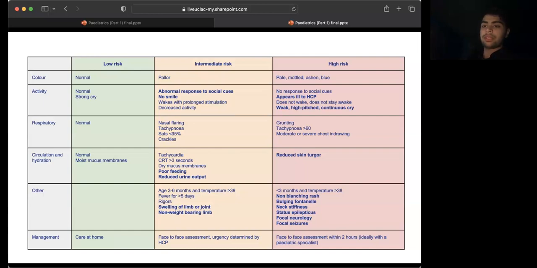And then the intermediate risks are things like poor feeding, reduced urine output, and then no smile, essentially, or if a parent is concerned. And these are the ways of risk stratifying children that present with fever, because it's that common, and knowing whether they can be managed in the community or whether they need to be seen by a senior pediatrician that same day. So we can go on to the next slide.